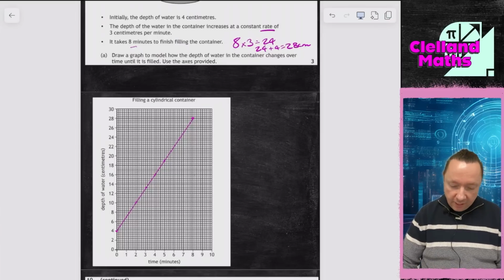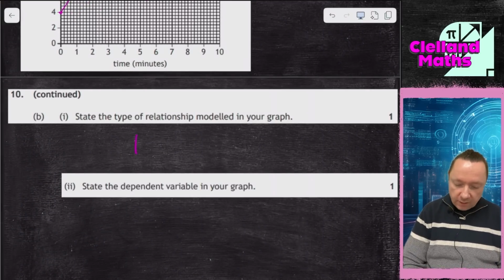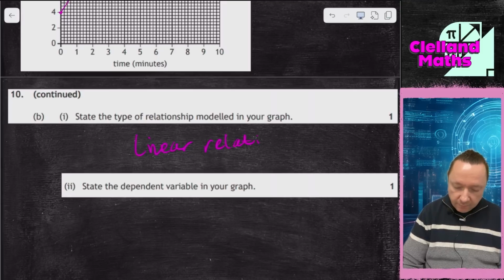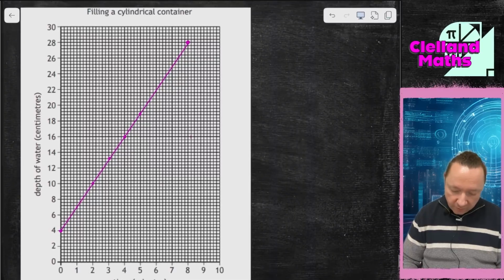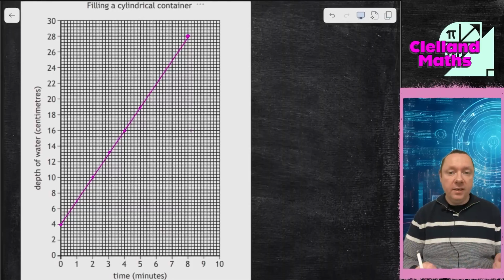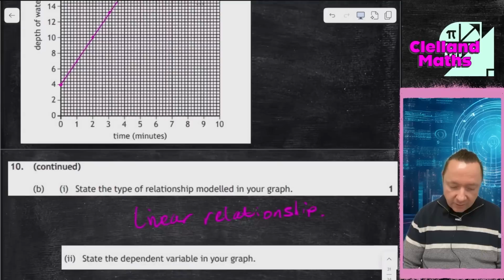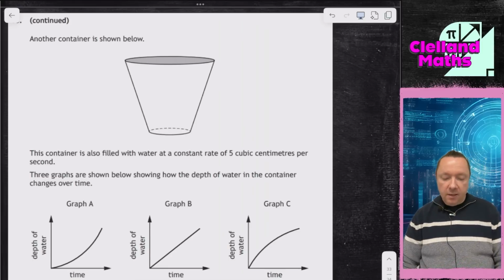On an iPad, it's difficult to get that exact. State the type of relationship modelled in your graph. Well, it's a linear relationship because you've got a straight line. State the dependent variable. Well, the depth of water is dependent on time. As time changes, the depth of water changes. So the y-axis is always the dependent variable. So the depth of water, in centimeters, obviously.